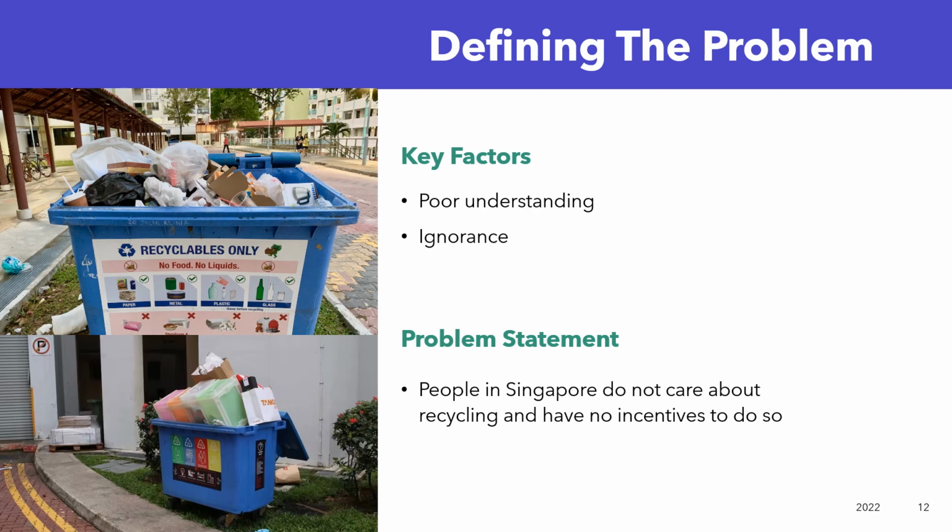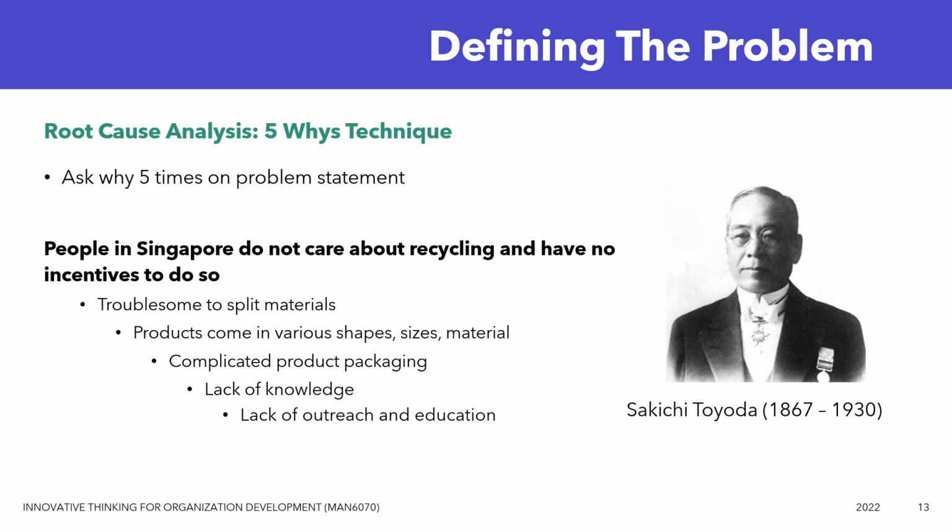In order to tackle the root cause of my initial problem statement, I employed the 5 whys technique developed by Sakichi Toyoda, whereby we ask why to a question sequentially for 5 times. Why do people in Singapore not care about recycling? Because it is too troublesome. Why? Because products come in multiple shapes and material.